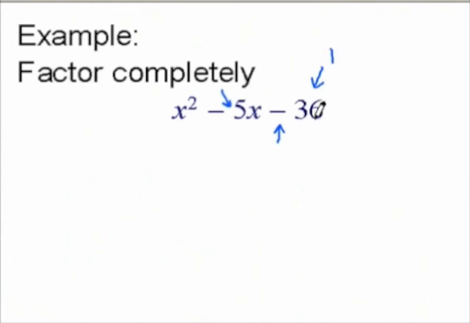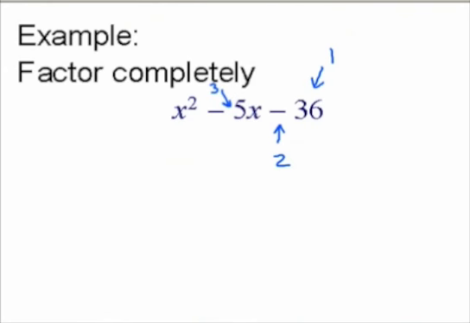Step 1, look at the last number, as long as the lead coefficient is 1, and say factors of 36. Step 2, look at the sign of that last number. This will tell you if you're going to add the factors or subtract them, and in this case we're going to be subtracting them. And then finally, step 3, look at the middle coefficient. In this case we want the factors of 36 to subtract up to this -5. So what are factors of 36 to subtract up to -5? Well, that would be 9 and 4.